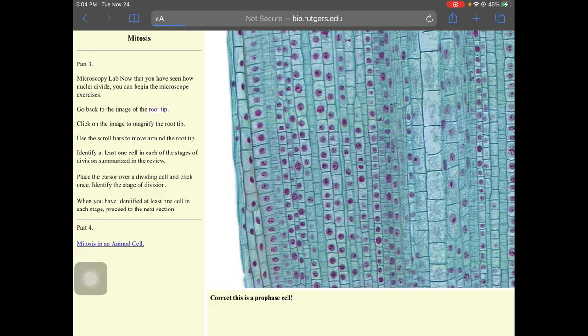Understanding what area of the plant is growing can help us understand a lot of other things too about plants or even about people. So that's what you need to do for the Mitosis Lab.